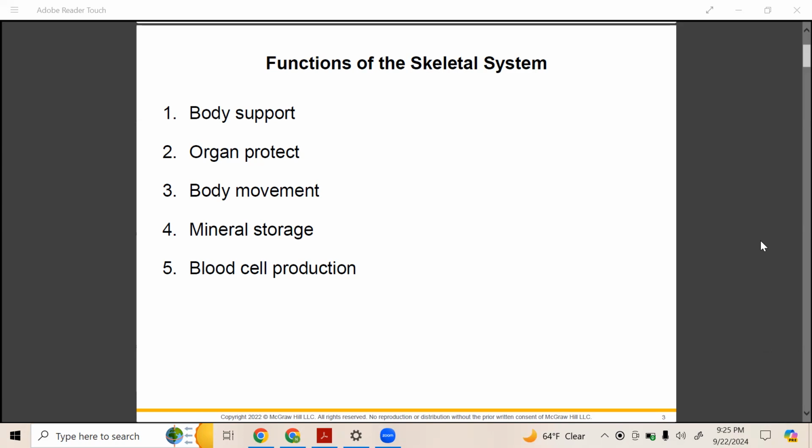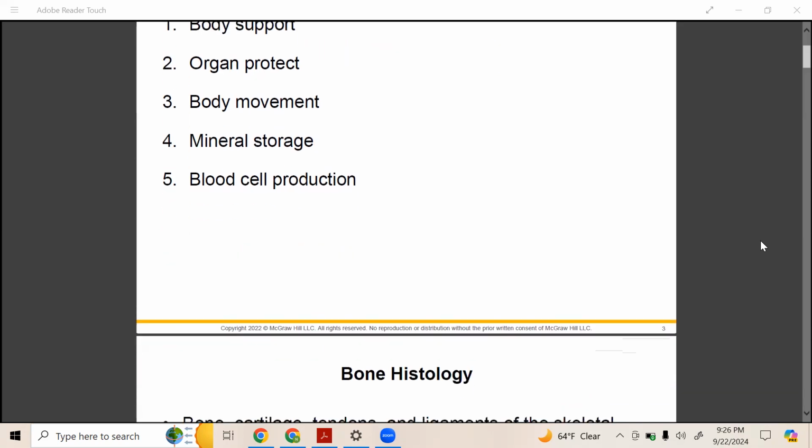Movement itself: our muscles are responsible for generating the movement, but our muscles are attached to our bones via tendons. So our bones themselves are what are moved by our muscles to make movement happen. Mineral storage, we will talk about in a few minutes down the line here. And then blood cell production is a less obvious function of our skeletal system, but we will talk about the two different types of bone marrow and how that comes into play.